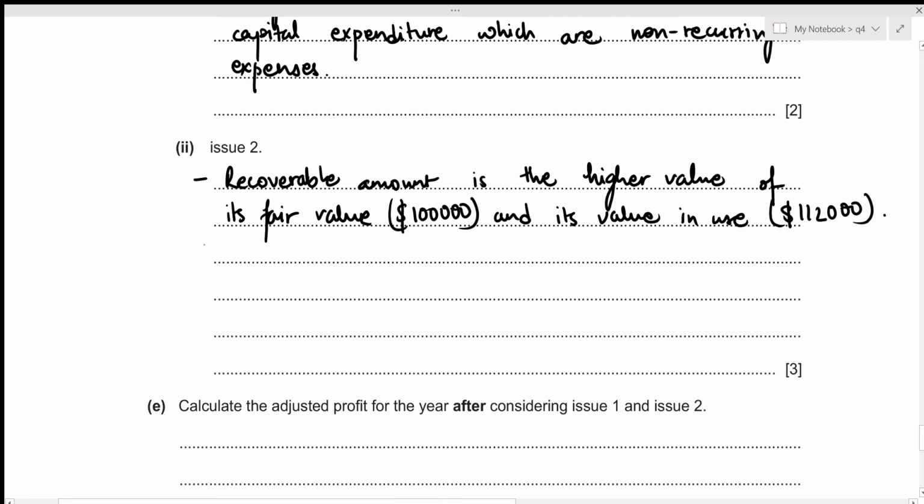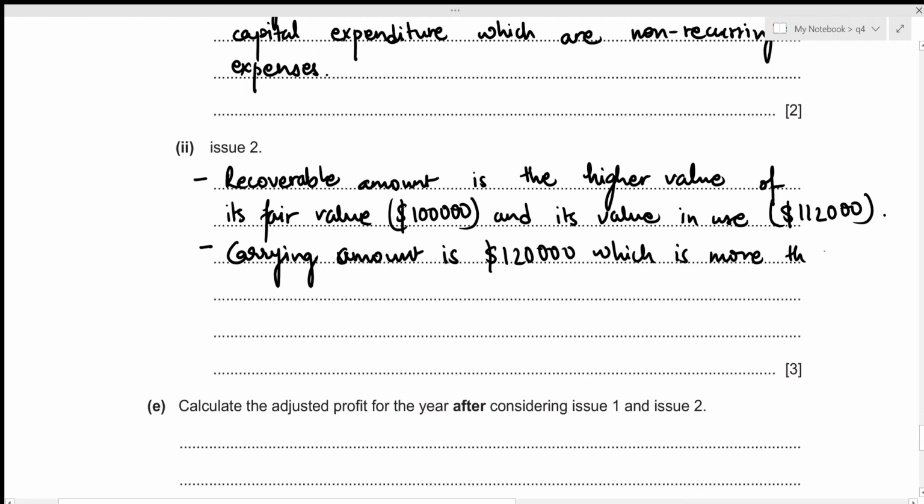Okay, then the next thing is that we figured out our carrying value. Carrying value or carrying amount, we figured it out to be 120,000, which is more than the recoverable amount. And recoverable amount is higher of the fair value and value in use, and obviously the value in use is higher, so which means that the recoverable amount will be of 112,000, right? So this leads to an impairment loss.